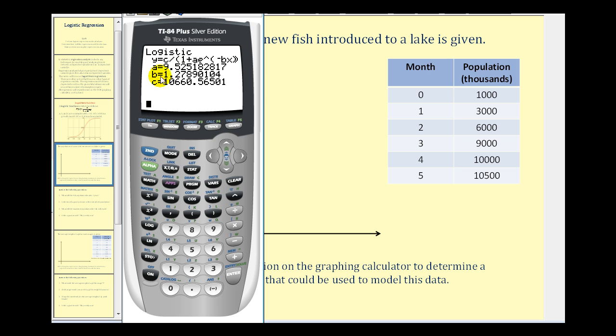Notice here we have the values of a, b, and c. And if we press graph, we have the scatter plot and the model graphed on the same coordinate plane, and we can visually see that the equation is an excellent model for the given data. In fact, it almost looks like it goes through each point. Let's go ahead and write down our equation and then answer some questions based upon our model.